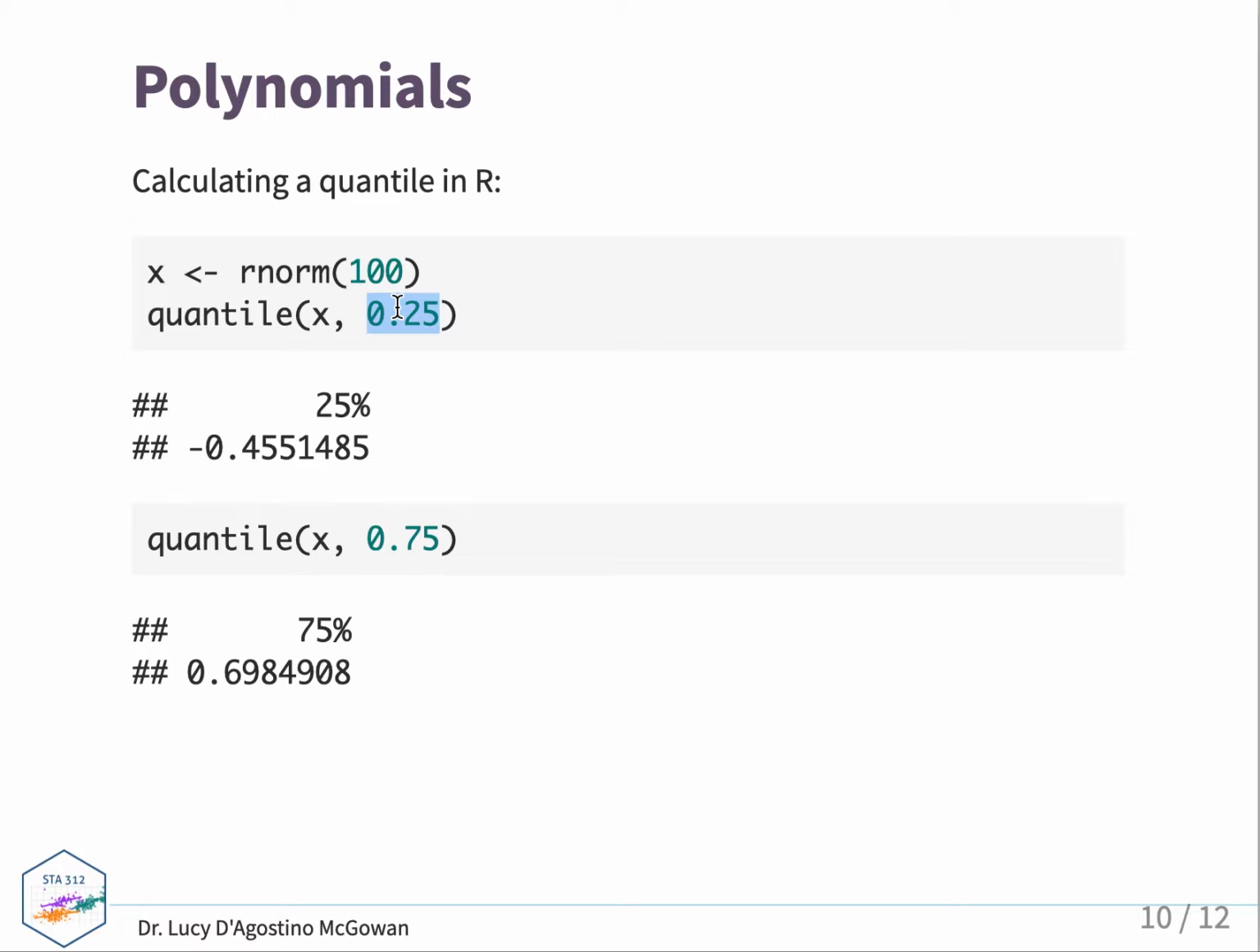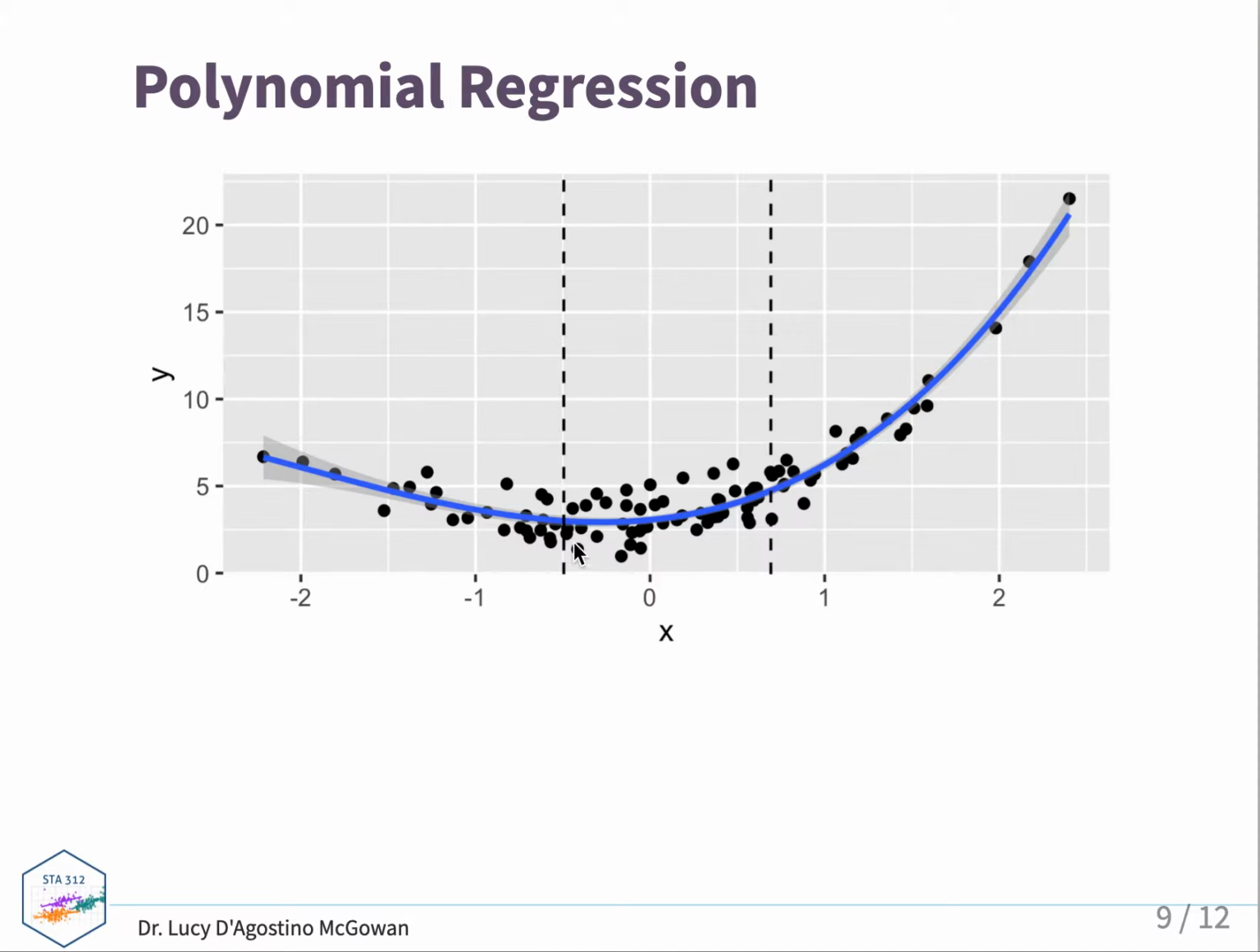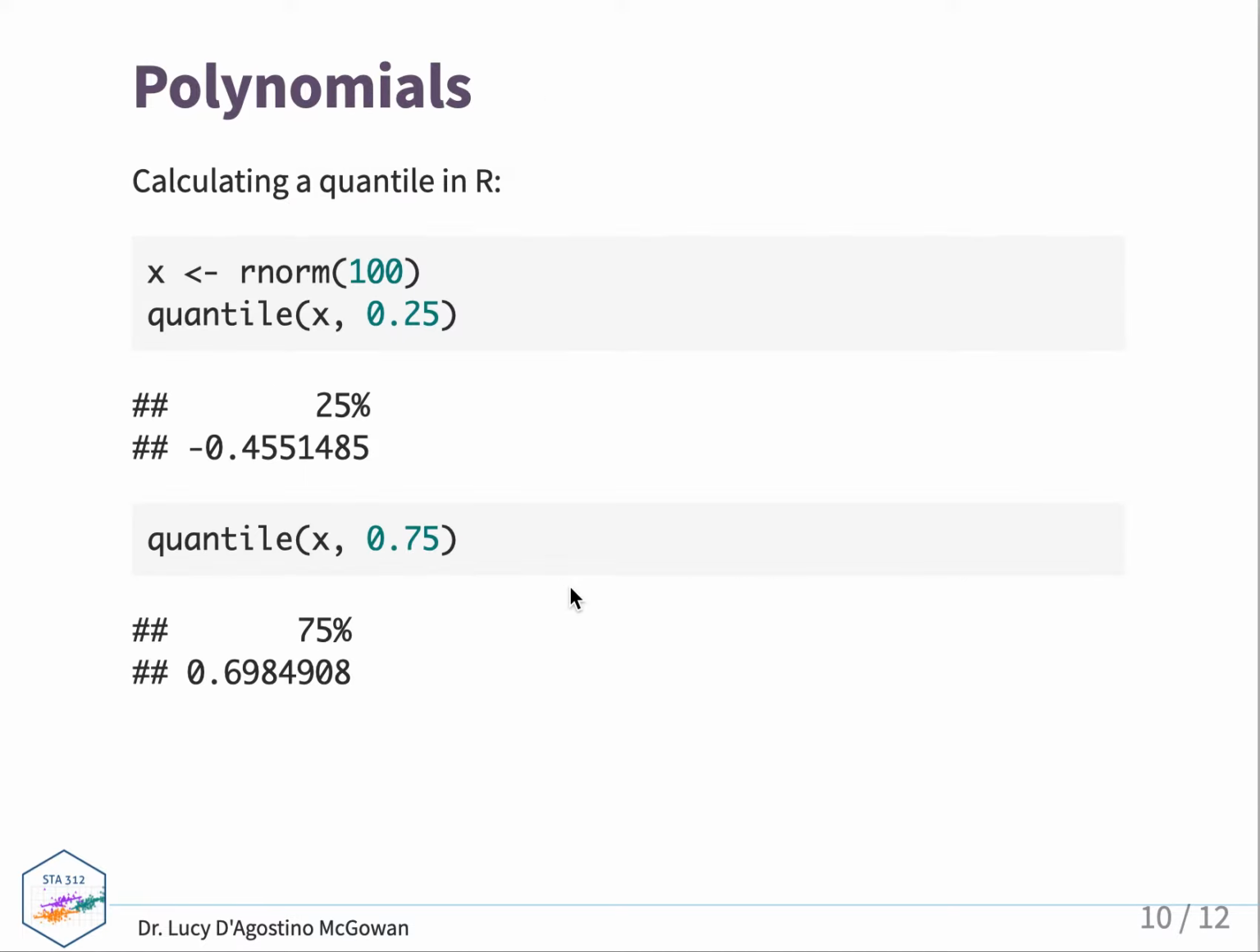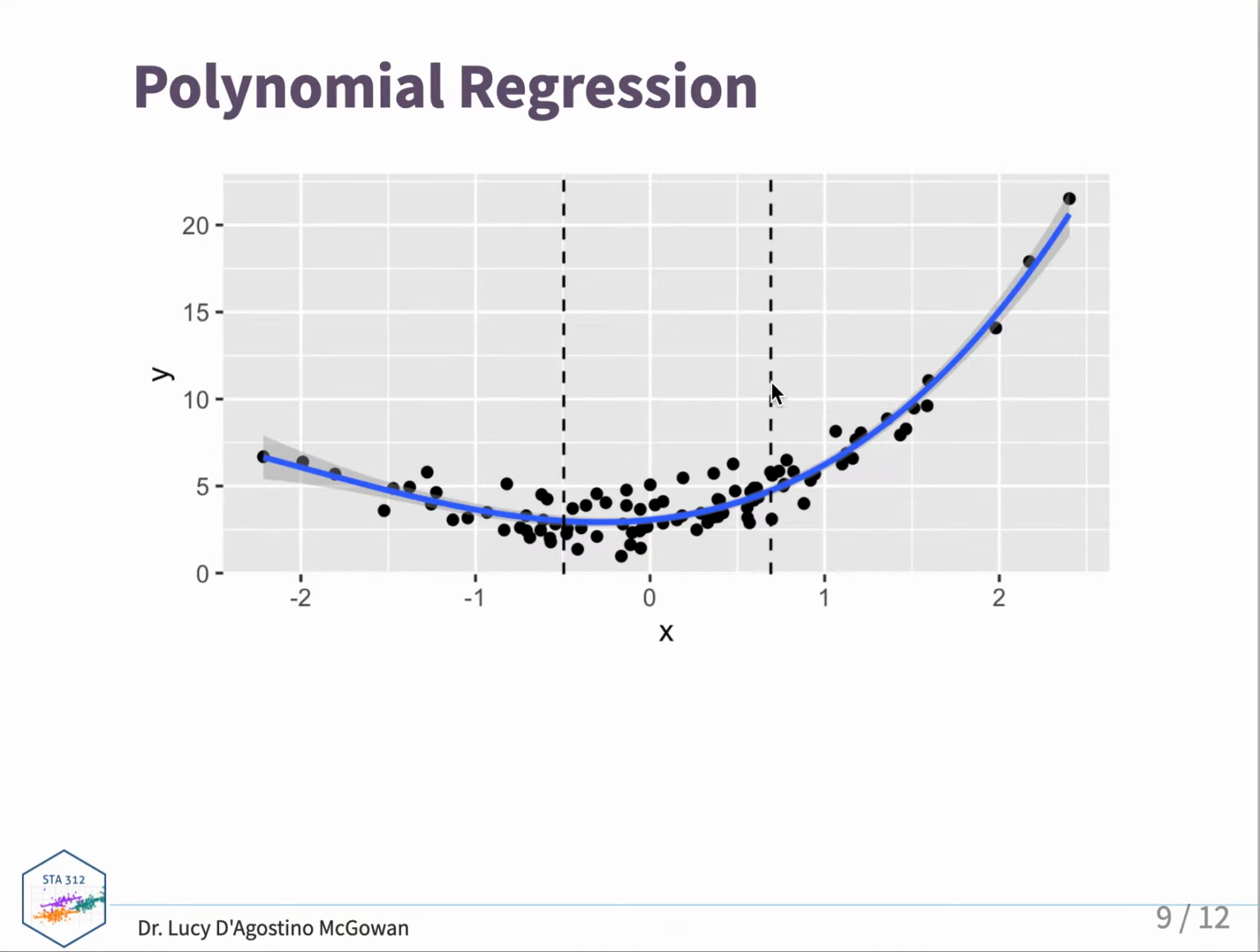So in this case, since I want a 25th percentile, I'm going to put 0.25. And it spits out the quantile here. So negative 0.45 is my 25th percentile. And of course, that corresponds to exactly right here where this ended up, negative 0.455. And then for the 75th percentile, the exact same thing. I use the quantile function, except now I change this to 0.75, and that ends up coming out to 0.698. And so that falls exactly right here, 0.698.